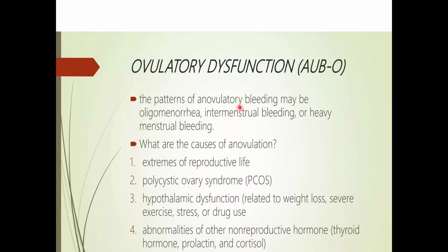Again, the patterns of anovulatory bleeding may be oligomenorrhea, intermenstrual bleeding, or heavy menstrual bleeding, HMB. What are the causes of anovulation? Extremes of reproductive life, PCOS (polycystic ovary syndrome), hypothalamic dysfunction related to weight loss, severe exercise, stress, or drug use. Anemia may also be responsible for ovulatory dysfunction, as well as abnormalities of other non-reproductive hormones like thyroid hormone, prolactin, and cortisol.